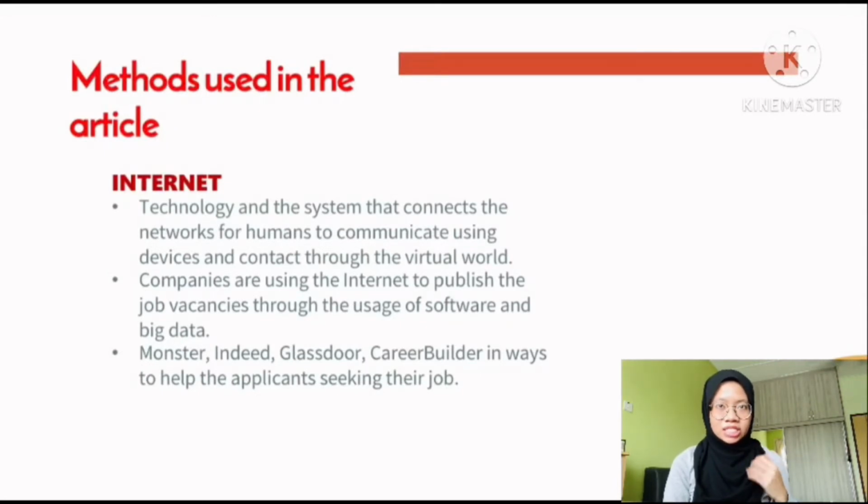The internet is a technology and system that connects networks for humans to communicate using devices and make contact through the virtual world. There are millions of pieces of information that can be transferred from one place to another in just a minute, and internet access has the feature of centralizing millions of databases even from different places. As mentioned in the article, companies are using the internet to publish job vacancies through the usage of software and big data. There are many online recruitment platforms under the internet, such as Monster, Indeed, Glassdoor and CareerBuilder, to help applicants seeking jobs.